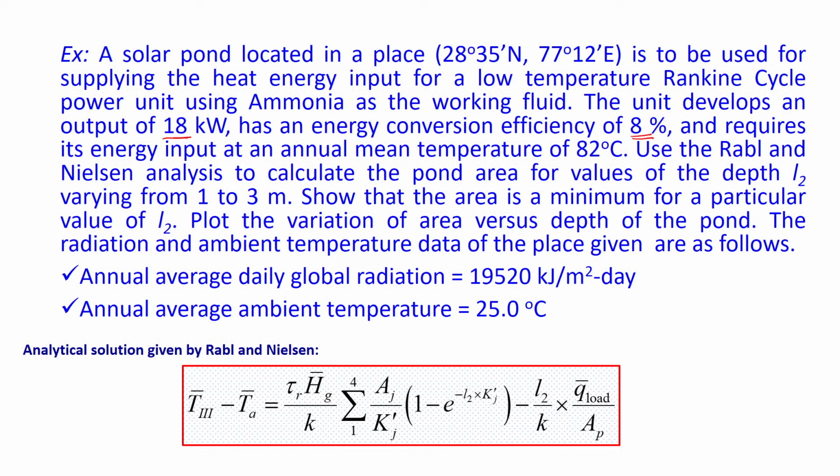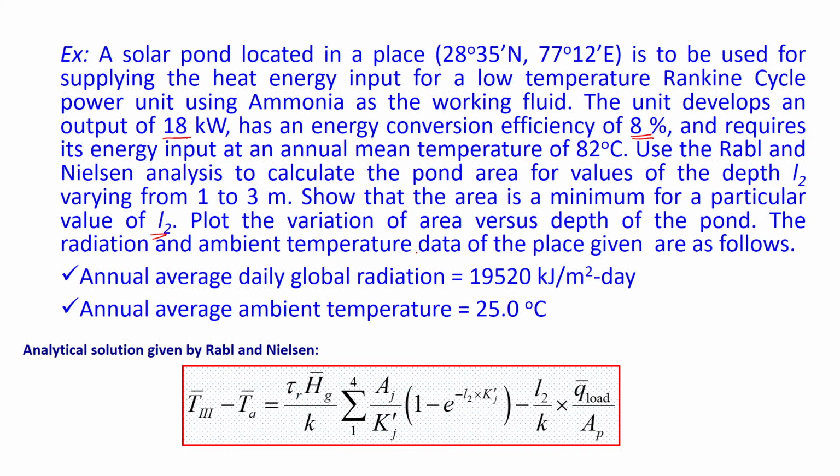Use the Rabl and Nielsen analysis to calculate the pond area for values of the depth L2 varying from 1 to 3 meter. And we need to show that the area is a minimum for a particular value of L2, and we need to plot the variation of area versus depth of the pond.